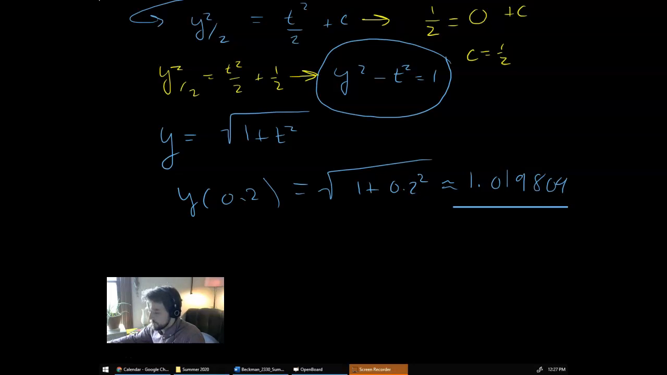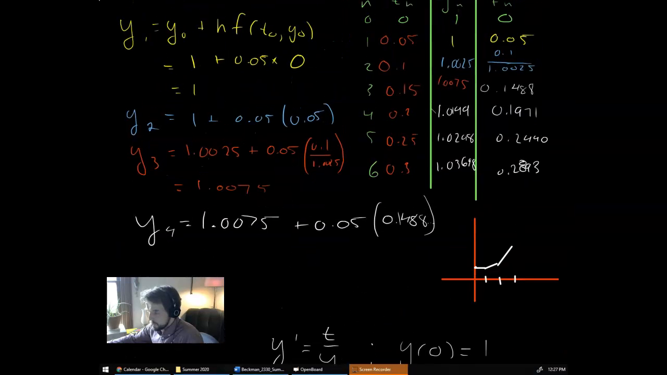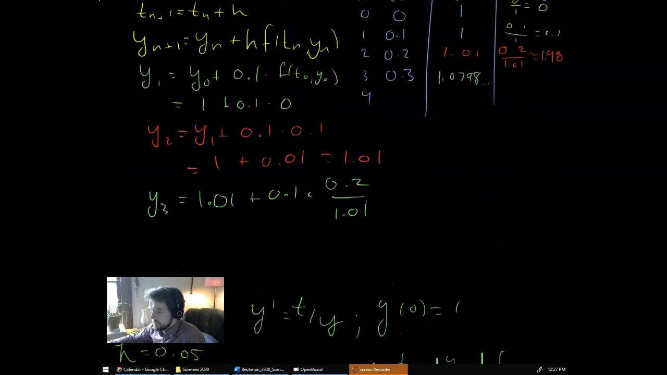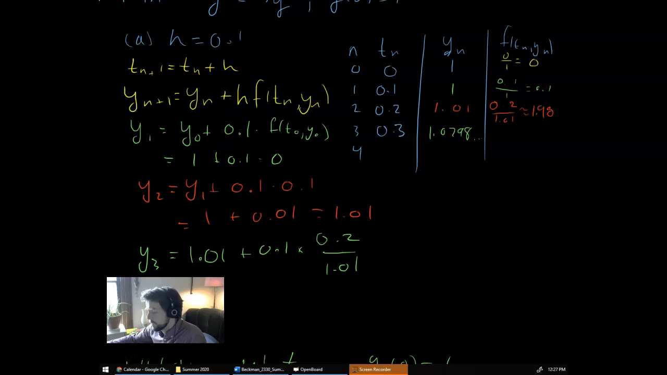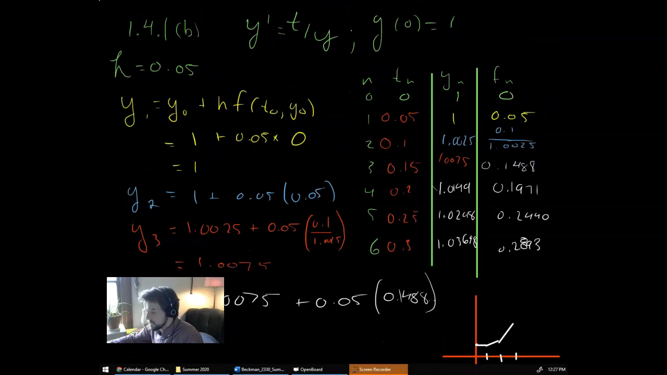Okay, so here's our solution. Let's see how close we were before. So scrolling up, so think 1.0198. That corresponds to this. 1.0149, so not too bad. 1.01. So 1.01, it's not terrible, but we got a little bit closer when our step size was smaller, which is normally the case.